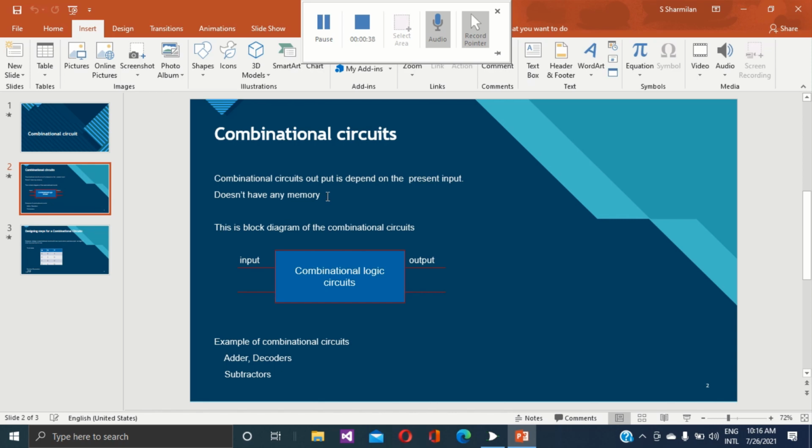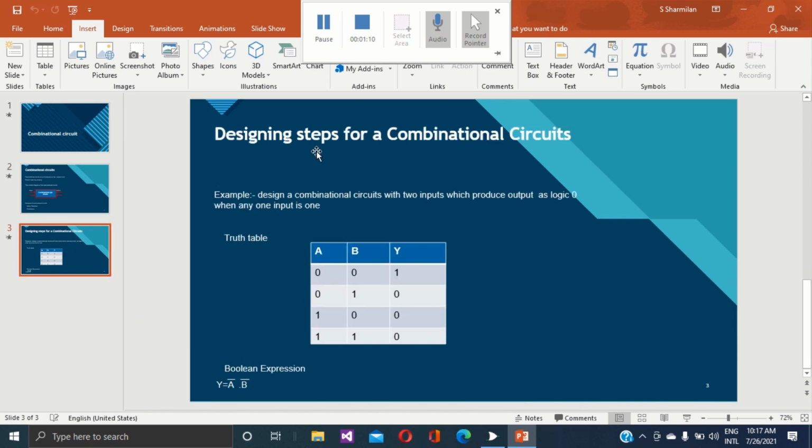That means you have n number of inputs for the combinational circuit, and you may have m number of outputs. This is a block diagram of the combinational circuit. See here, I input n number of inputs and I get m number of outputs. These are the best examples of combinational circuits: adder, decoder, subtractor.